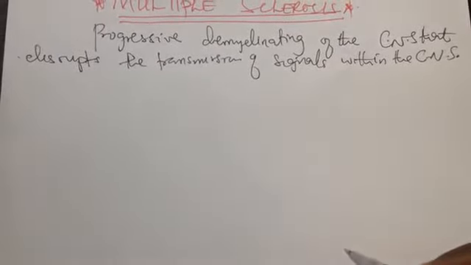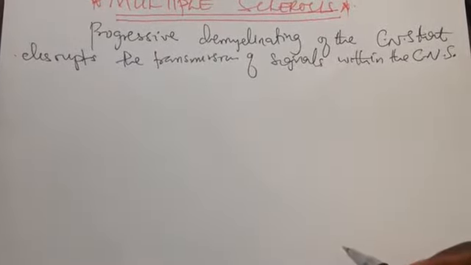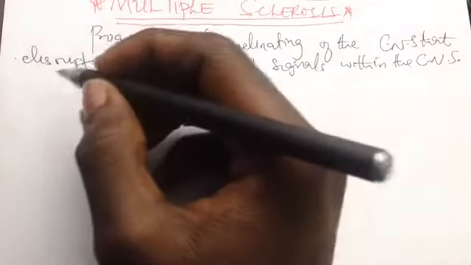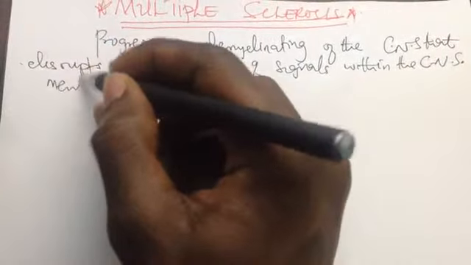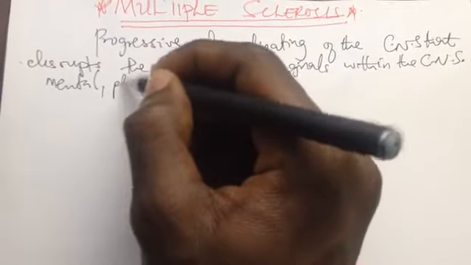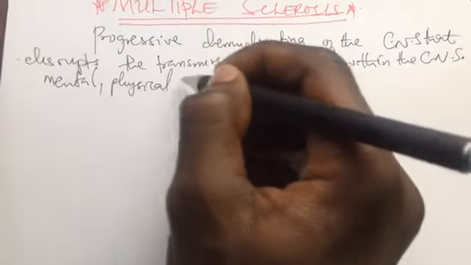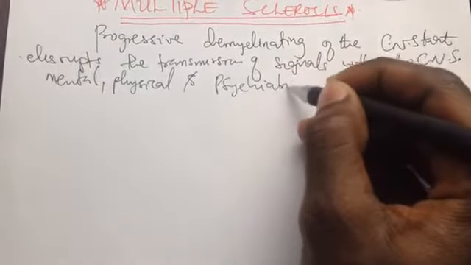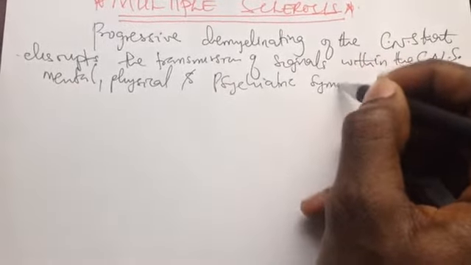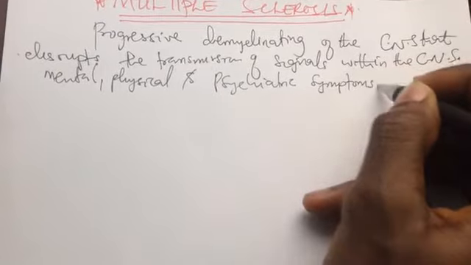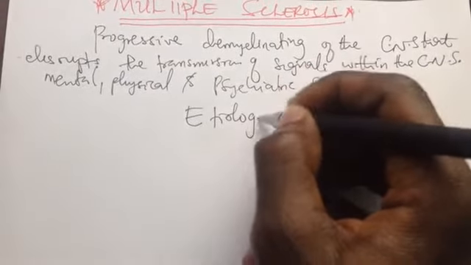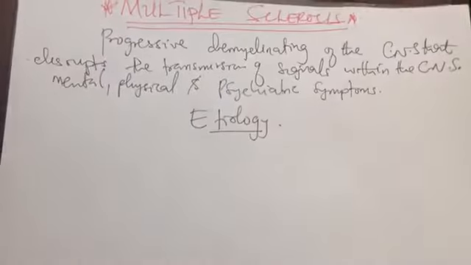So that is it. And then this disruption of the myelin sheath of the central nervous system yields a variety of symptoms, which include mental, physical, and psychiatric symptoms. So now let us see the etiology. What causes this demyelinating disease, that is, multiple sclerosis?